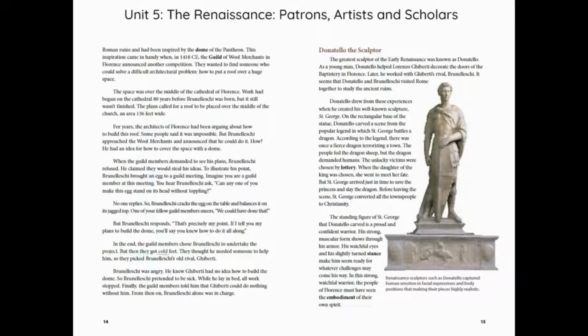But then they got cold feet. They thought he needed someone to help him, so they picked Brunelleschi's old rival, Ghiberti. Brunelleschi was angry. He knew Ghiberti had no idea how to build the dome. So Brunelleschi pretended to be sick. While he lay in bed, all work stopped. Finally, the guild members told him that Ghiberti could do nothing without him. From then on, Brunelleschi alone was in charge.